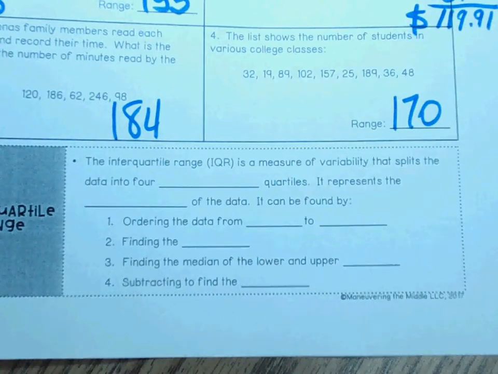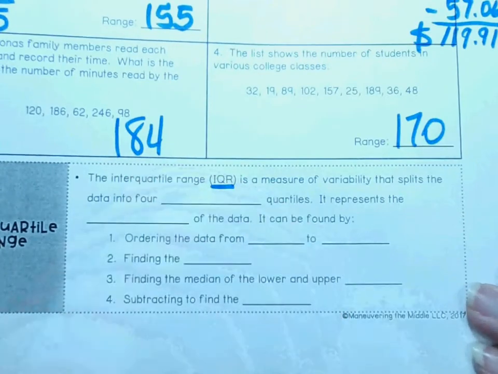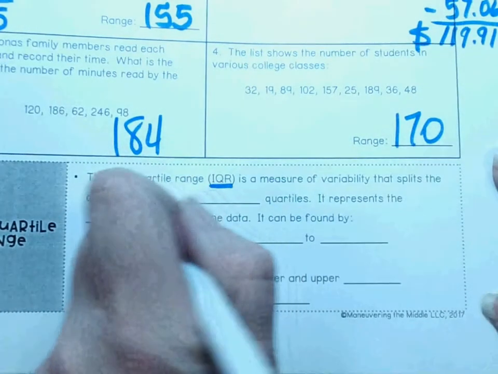Alright, so interquartile range is mixing range and median. To me, still two easy things. We abbreviate interquartile range a lot because it's a mouthful, and we say IQR. So you see it right there, IQR. And it's the measure of variability that splits the data into 4 equal quartiles.